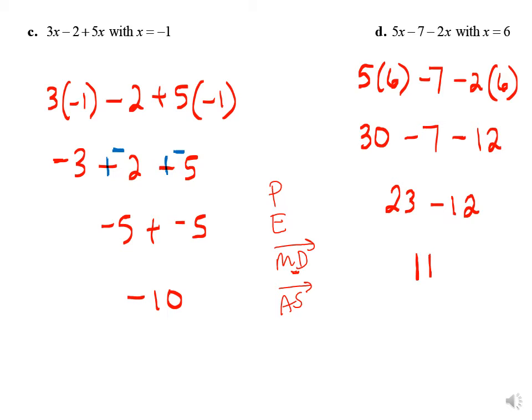Notice multiplication and division we do at the same time, right? Just whichever one we see first. Same with addition and subtraction. So the first one that we see is right here, 30 minus 7. That's the first thing we see as we look from left to right. So that's going to be 23. Then 23 subtract 12.